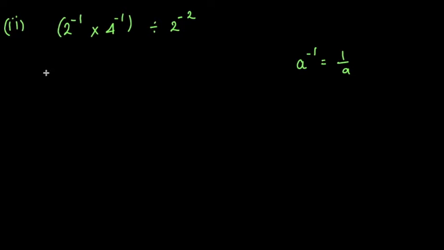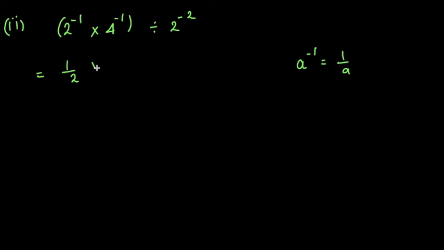Let's see the second part of the question. The second part is 2 inverse into 4 inverse, bracket close, and then it says divided by 2 raised to the power minus 2. Now in the bracket you see it is 2 inverse. So what we will be doing, we will write A inverse as 1 upon A. A inverse is 1 upon A. So we can write 2 inverse as 1 upon 2.